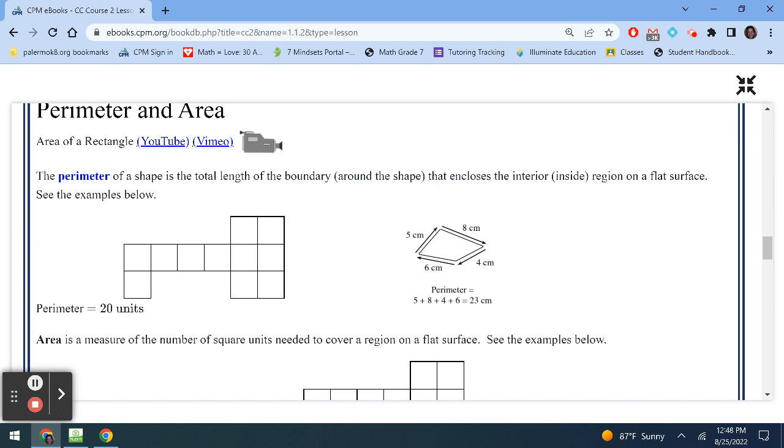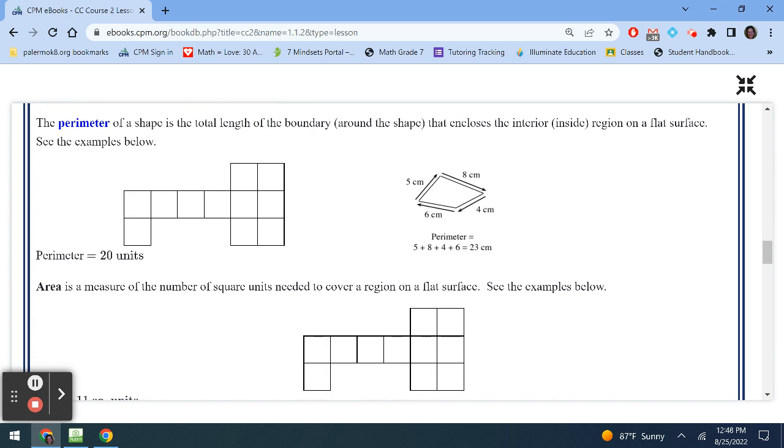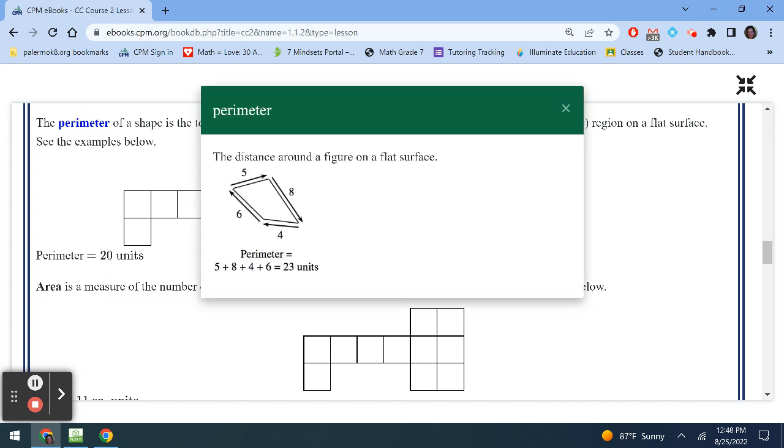But below that, it says the perimeter of a shape is the total length of the boundary around the shape that encloses the interior region on a flat surface. So they're giving you that definition. But if I didn't understand that, and frankly, the way this one's written, I think that when I click on this blue hyperlink, it pops up with a new definition. This one is, in my opinion, a lot more clear on what the perimeter is.